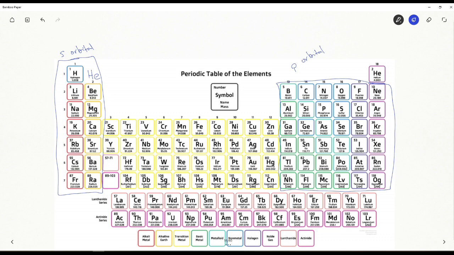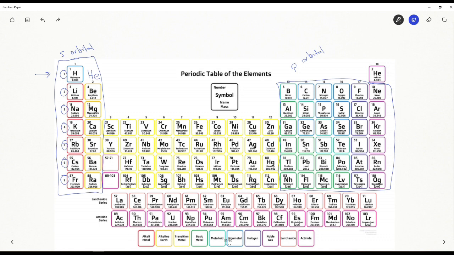The other thing I want to show you are these numbers here on the far left from 1 to 7. These are actually your principal quantum numbers. They correspond with each row, or on the periodic table we call it each period, that moves from left to right across the periodic table. And these numbers will tell you which s orbital or which p orbital you're talking about.